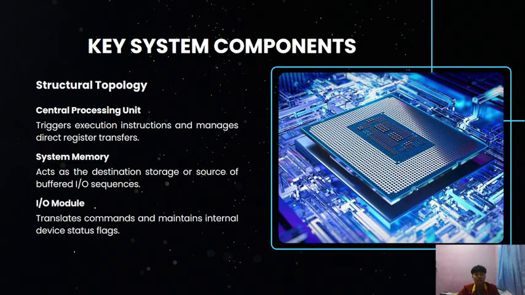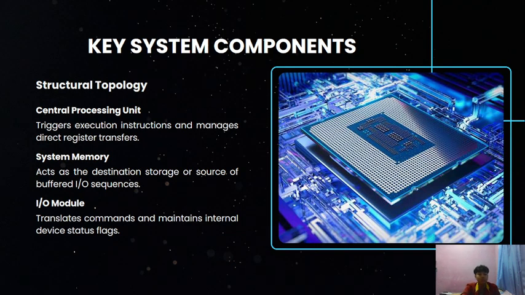Next, key system components. Programmed I/O involves three main components. The first component is the Central Processing Unit, or CPU. It executes instructions and controls data transfers.